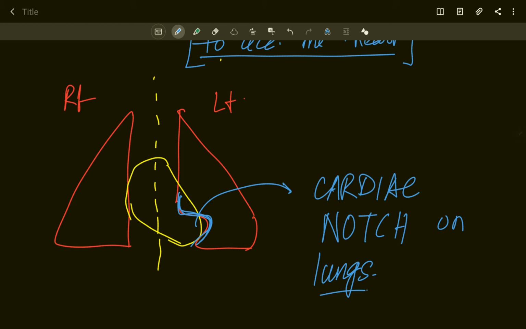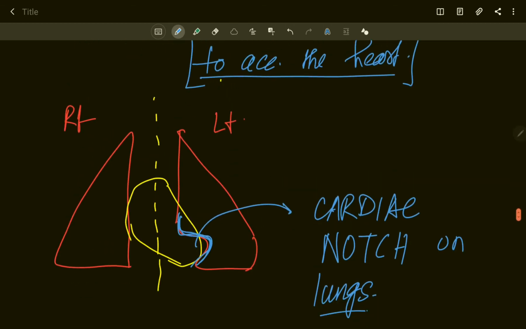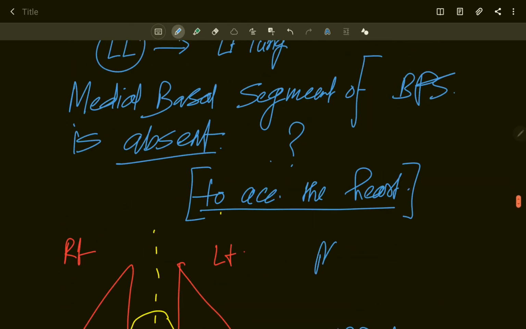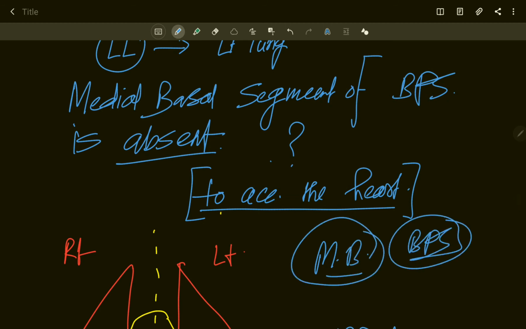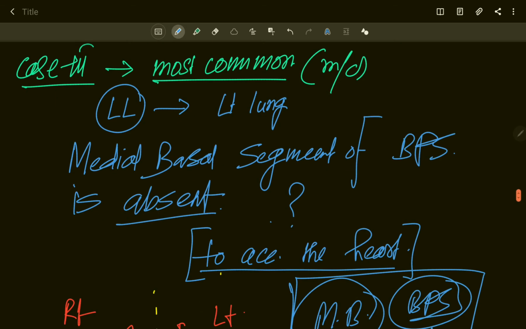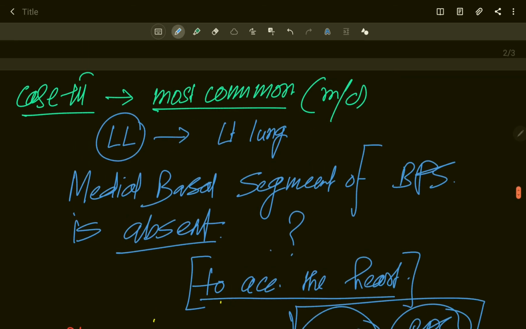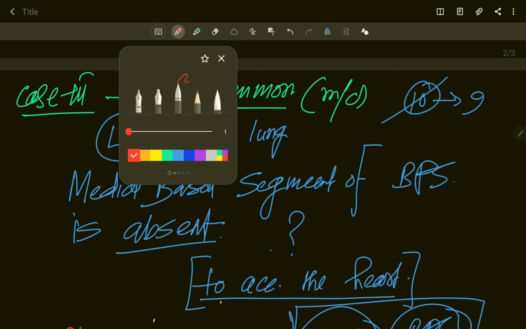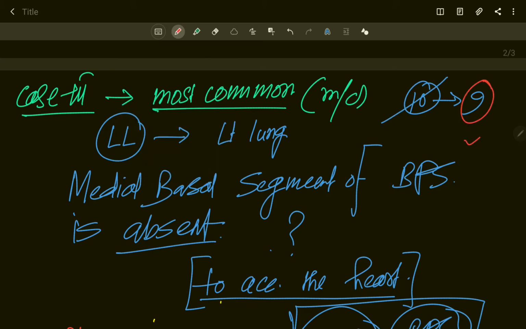So to accommodate our heart, this medial basal bronchopulmonary segment of the left lung is generally absent. This is the most common case. So in this case, the bronchopulmonary segments of your left lung are also not 10. This is your 9. Okay, so this is 9.